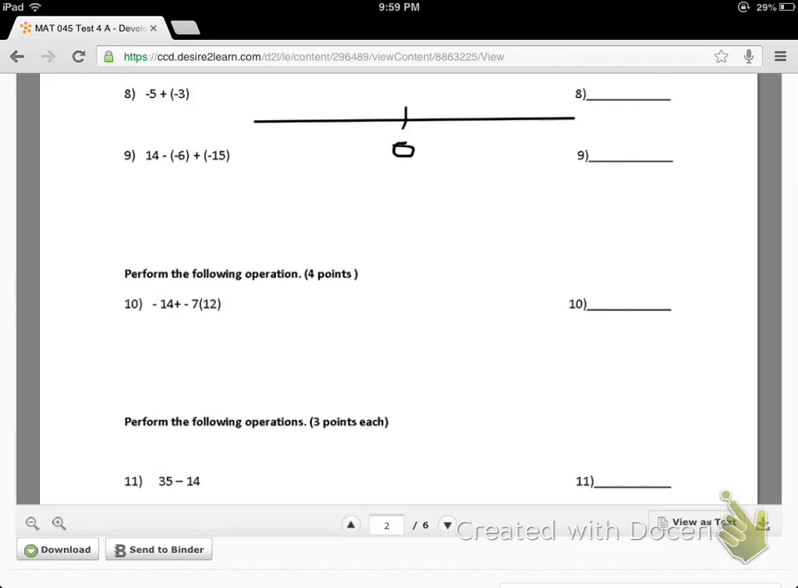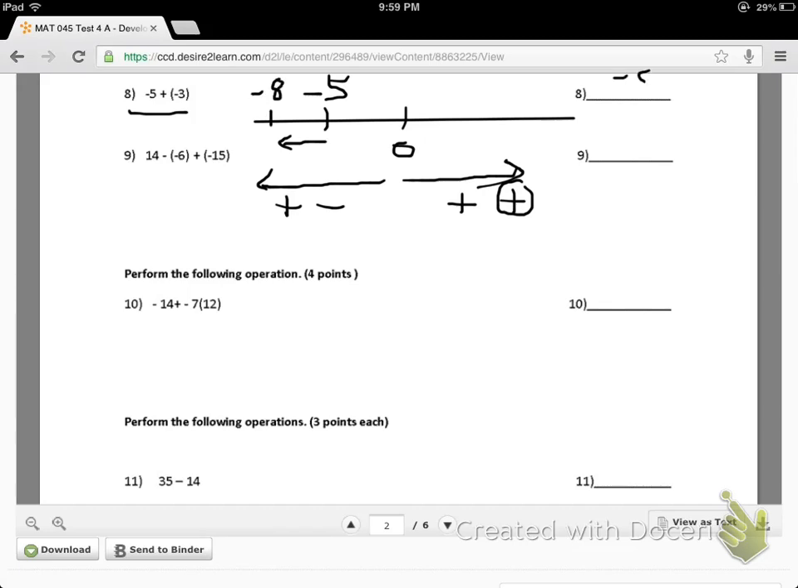Whenever I have any number, no matter where I start, if I add a positive number, I go that way. When I add a negative number, I subtract, in other words, I go this way. So, where are we starting? We are starting at negative 5. What am I doing? I'm adding a negative number, so I'm going to go this way down the number line. Another 3 will take me to negative 8, and that's the answer.